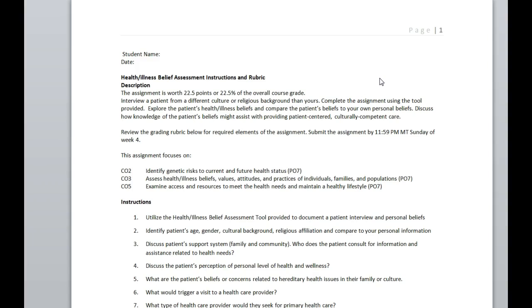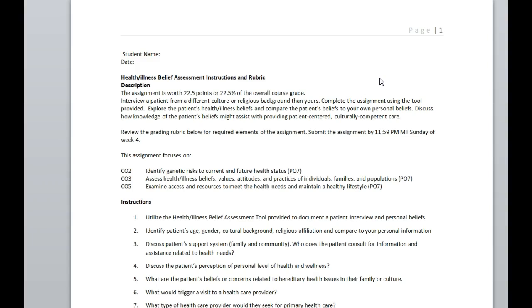So as an example, it could be you're Caucasian and you might interview someone who's Hispanic or from another culture, another country, or you could be of the Jewish faith, and you could interview someone who is of the Christian faith, or Muslim or something like that, but it does have to differ.